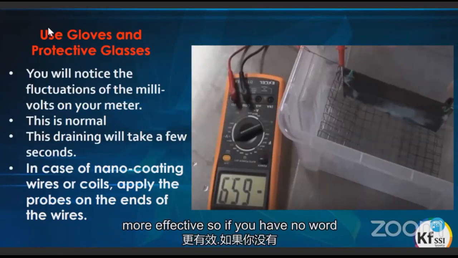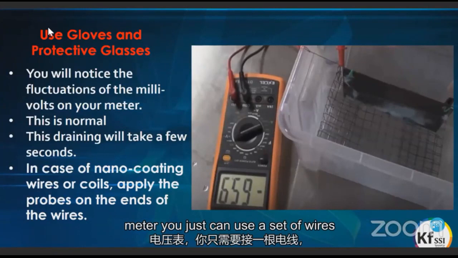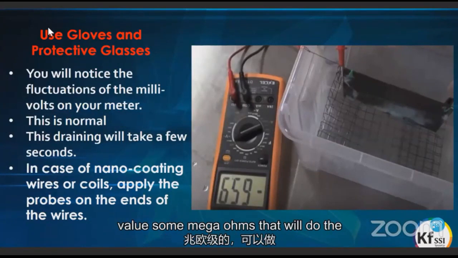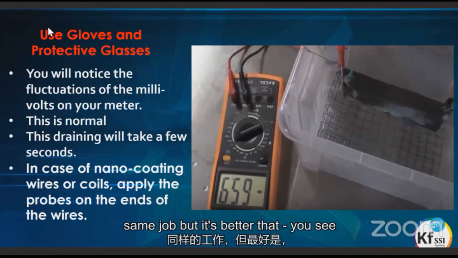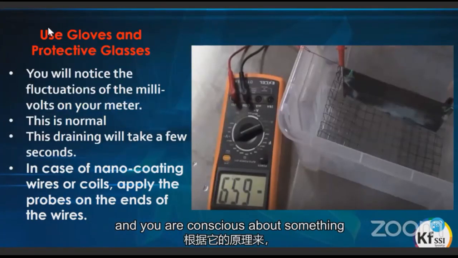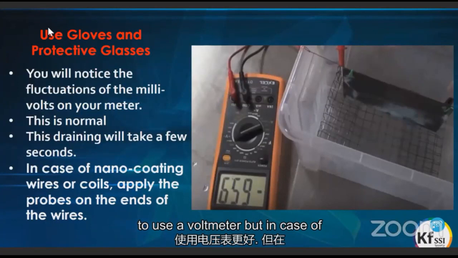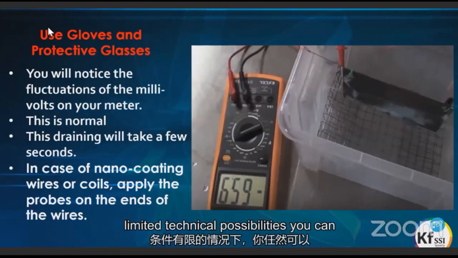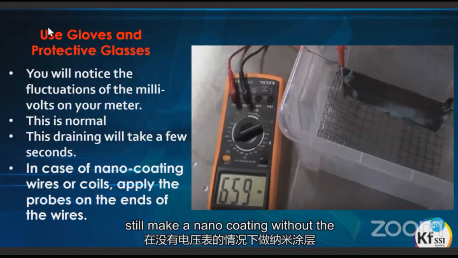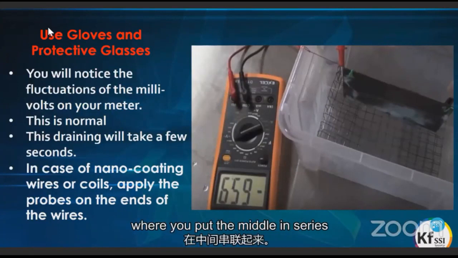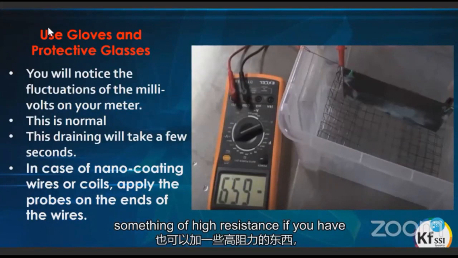and it makes them more effective. So if you have no voltmeter, you just can use a set of wires and in between put a resistor of high value, some mega ohms. That will do the same job, but it's better that you see and you are conscious of something happening there. So that's why it's better to use a voltmeter. But in case of limited technical possibilities, you can still make a nanocoating without a voltmeter, just with a piece of wire where you put in the middle, in series, something of a high resistance.